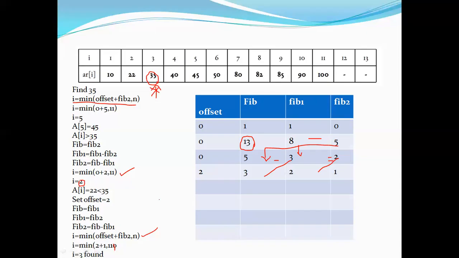So here 11 elements are there. Here we performed only, leaving the initial steps, 1, 2, 3 steps. We found our value. So for 11 elements, 3 steps. If it is 1000, it is log base 2 of 1000, so maybe around 10 passes it will take. So like this, this search will be useful. This is called the Fibonacci search.